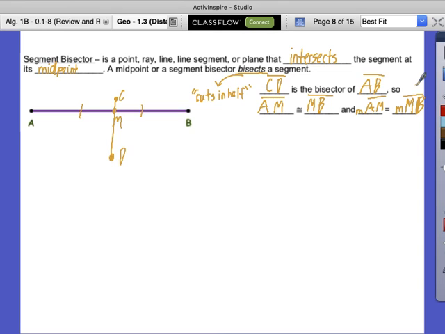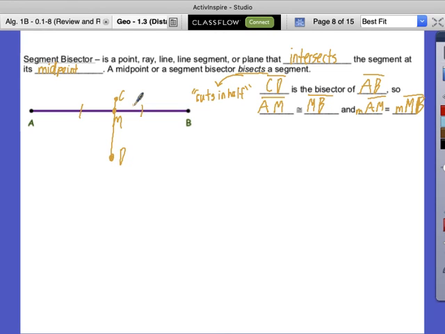Great question. Kai was asking, can the segment bisector, the segment CD that's cutting in half, does that have to go straight up and down? No, it can go through at any angle anywhere, as long as it's just cutting this thing in half. So it could be a line that goes through at any angle, a segment that goes through at any angle, a point, it can be a plane.